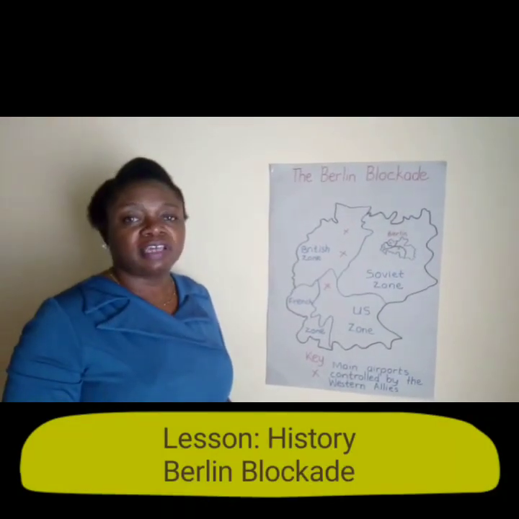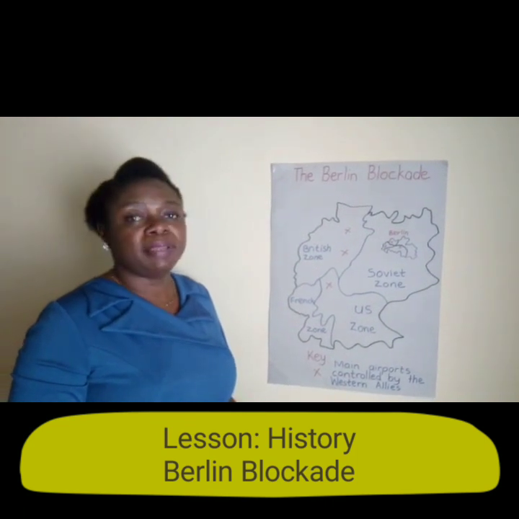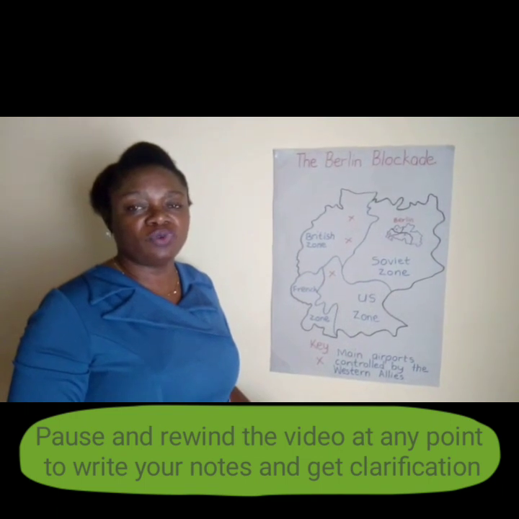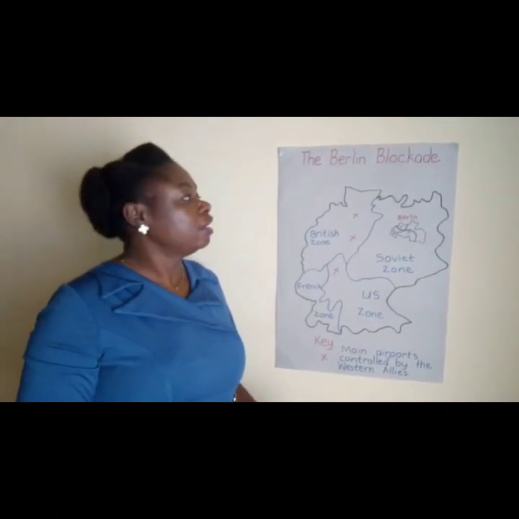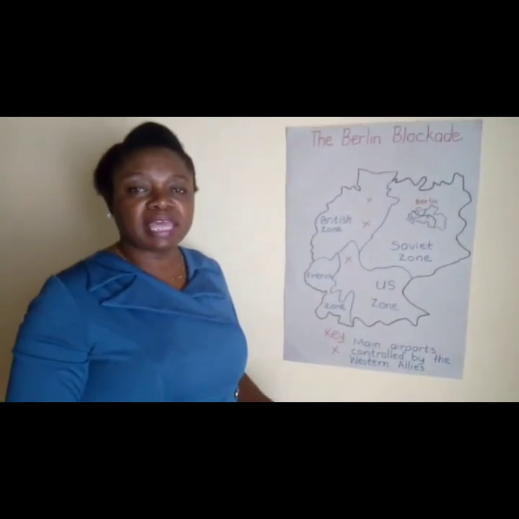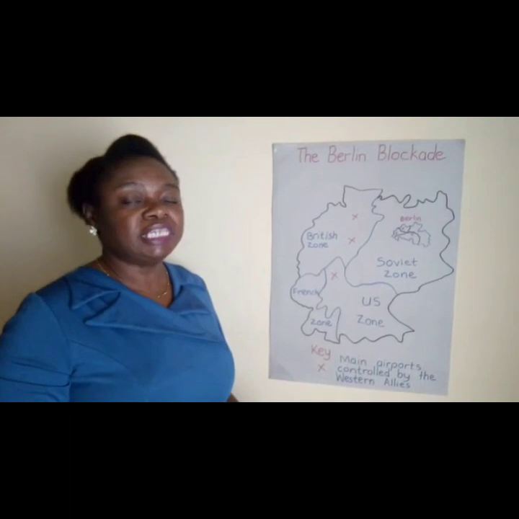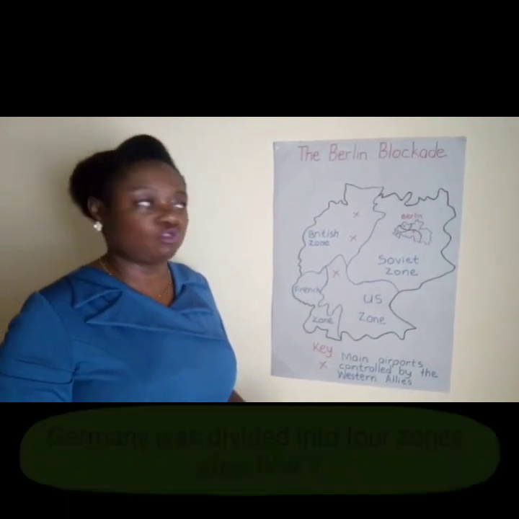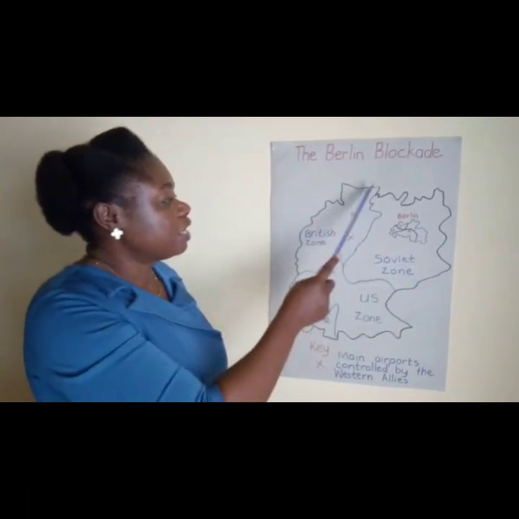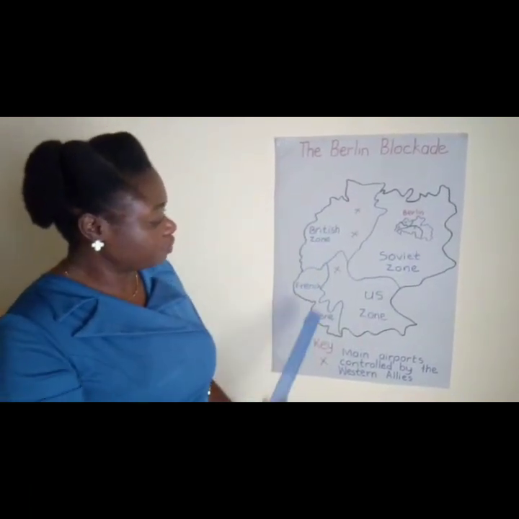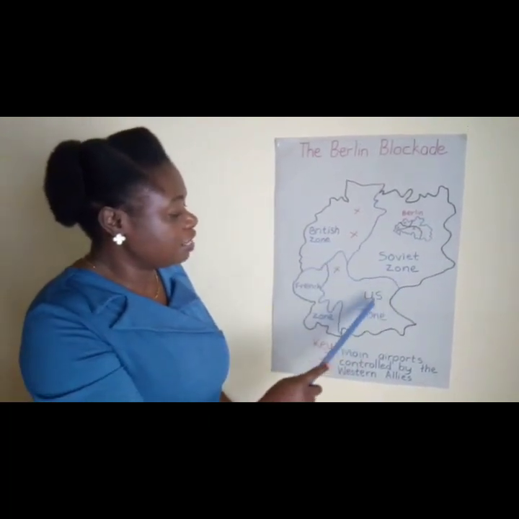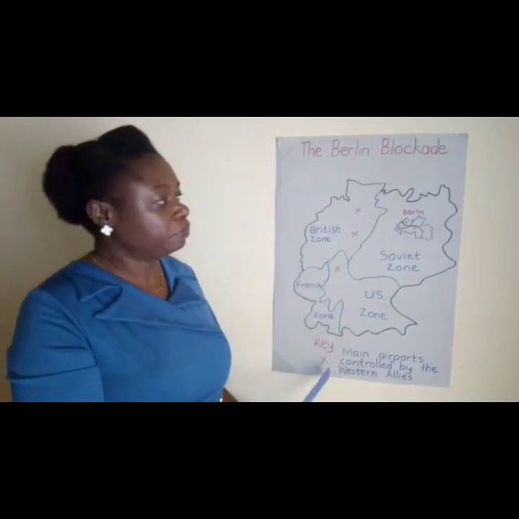Hello, Form 5s. Today we are going to look at the Berlin blockade. Some of you said we needed to go over it again. Okay, for you to understand the Berlin blockade, you have to remember that after the Second World War, Germany was divided into 4 zones. The first zone was for the Soviets, then there was the British zone, then there was the French zone, then lastly the United States zone.